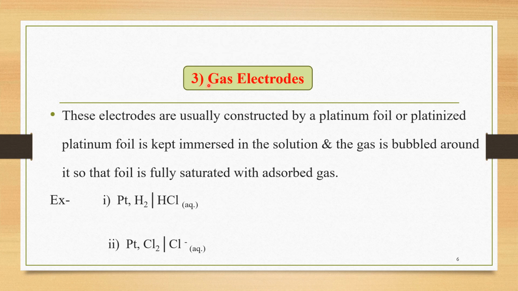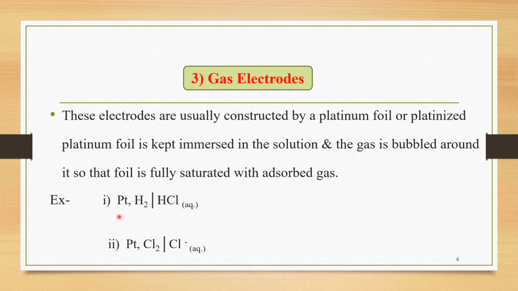The third important type is gas electrodes. These electrodes are usually constructed by keeping a platinum foil or platinized platinum foil immersed in the solution, and the gas is bubbled around it so that the foil is fully saturated with adsorbed gas. In this case, we have to use a platinized platinum foil that we immerse in a particular solution, and surrounding this foil we bubble a gas. That's why it gets saturated with atoms of the gas.